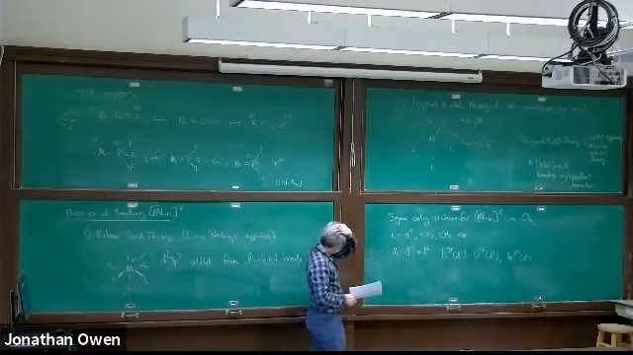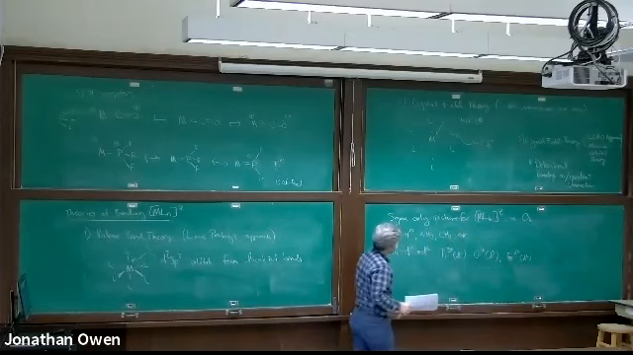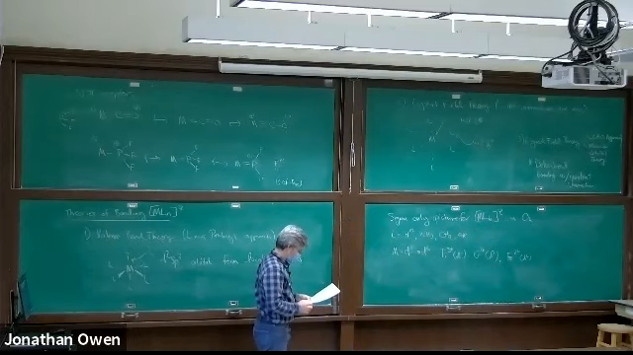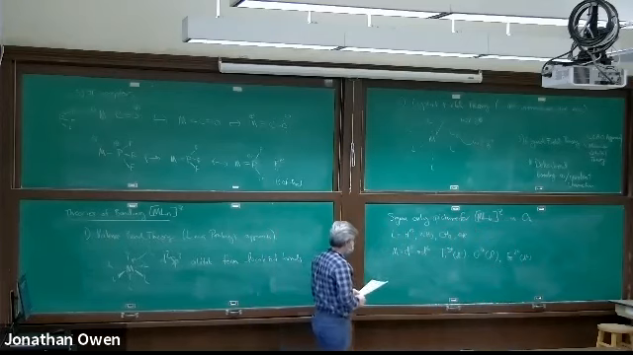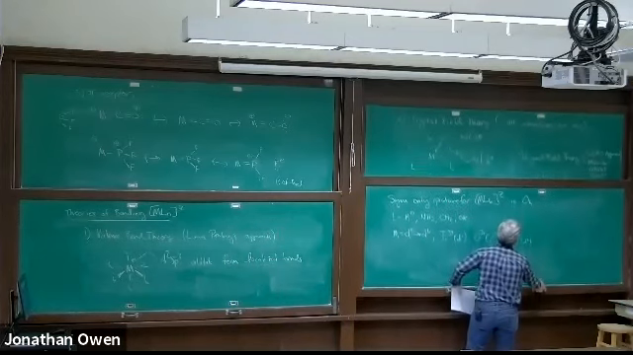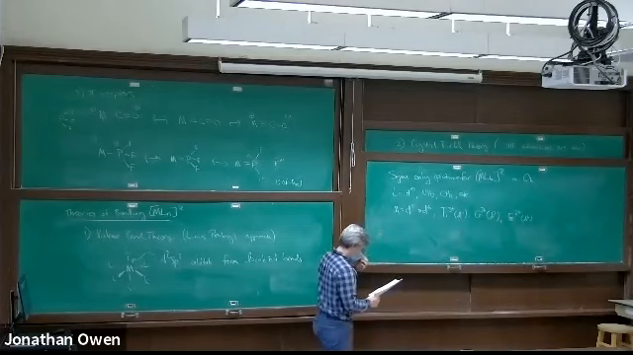And these examples, got a couple of d electrons on the metal, those are going to become important for our discussion later. And we're going to do some group theory on complexes of this kind.